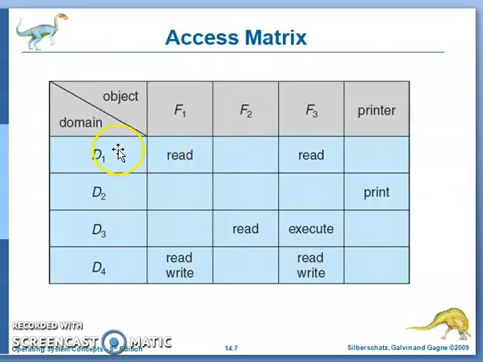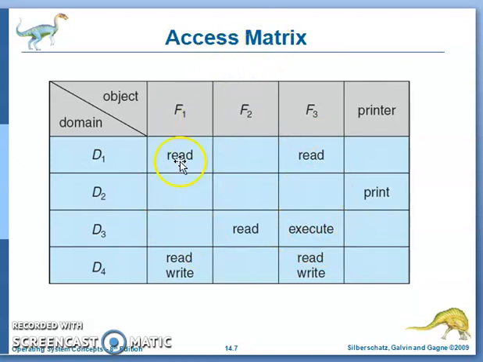See that access matrix. The rows represent the domains: domain D1, D2, D3, D4. Objects are the columns: F1 is an object, F2 is an object, F3 is an object, and the printer is one object. An object is nothing but a resource, which may be either a file, software or hardware. Now any process executing in domain D1 can perform the read operation on object F1 and the read operation on F3 only. A process executing in domain D3 can perform the read operation on object F2 and the execute operation on F3. This is the representation of the access matrix.